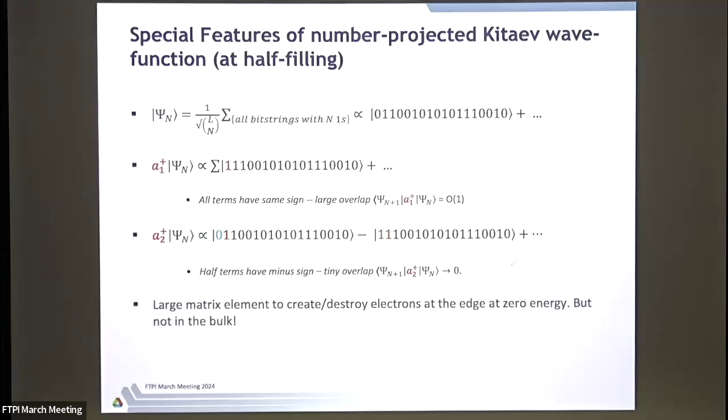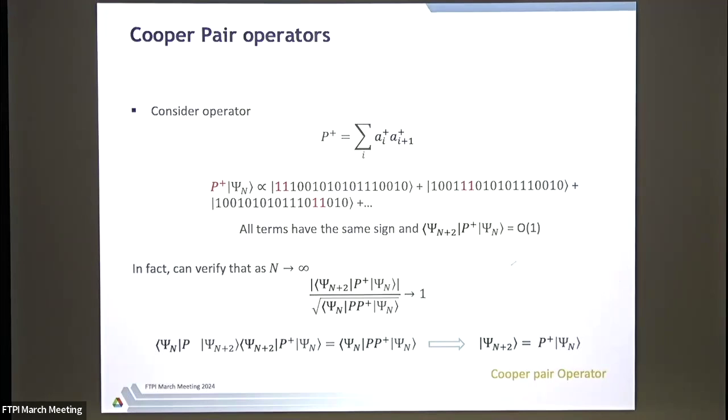So also we can construct a Cooper pair operator, something which takes me between ground states of the same parity, but with numbers of particles different by two. And this operator, in fact, is also quite simple. It's basically creation of pairs of fermions on adjacent sites. And in this case, clearly there is no fermion sign that comes into consideration. So when I do that, I end up again with a superposition of bit strings, which has good overlap. In fact, you can show its overlap is one with the state with n plus two particles.